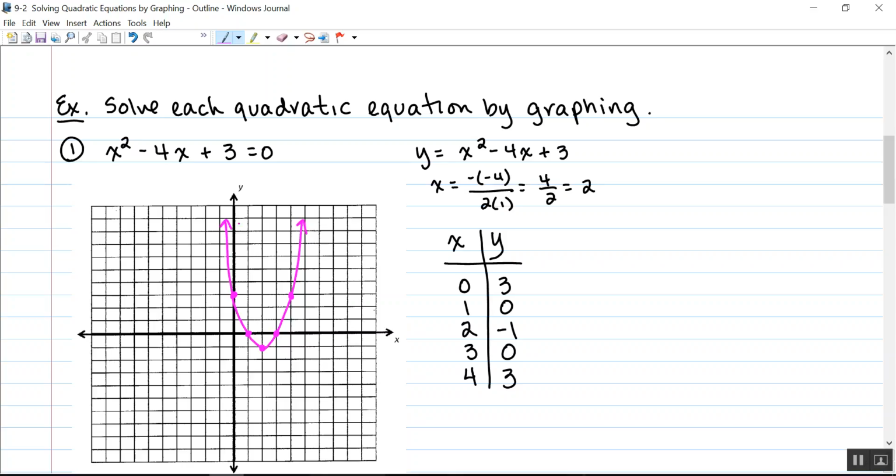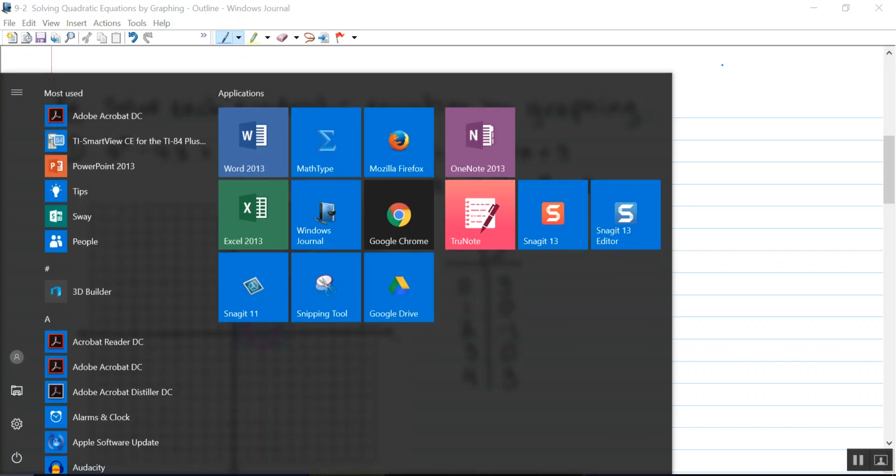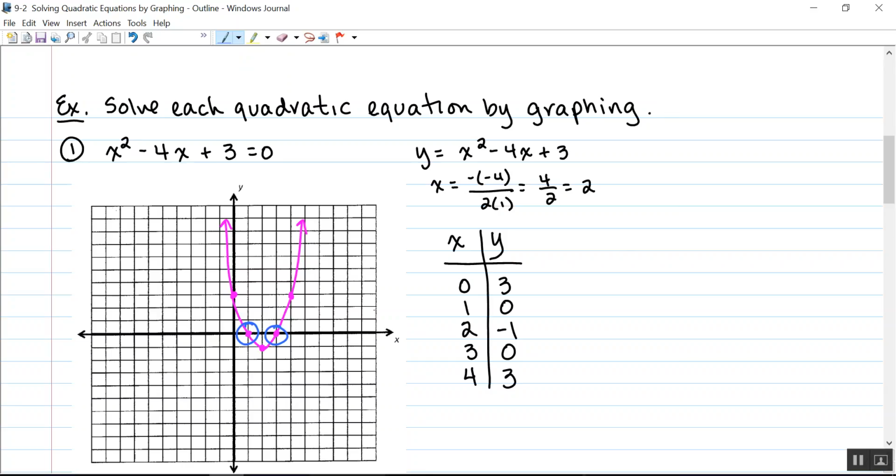Okay, so all I've done so far is just graph the related function of this equation. Now I need to figure out what its solutions are. And remember, I said the solutions are where it crosses the x-axis. So these 2 points right here, at x equals 1 and x equals 3, those are my 2 solutions, the 2 x coordinates where the graph crosses the x-axis.